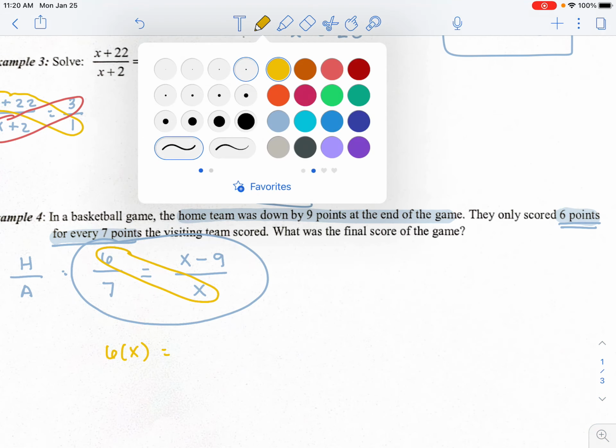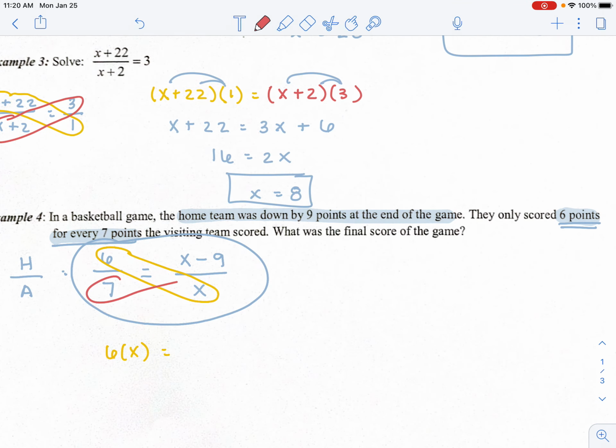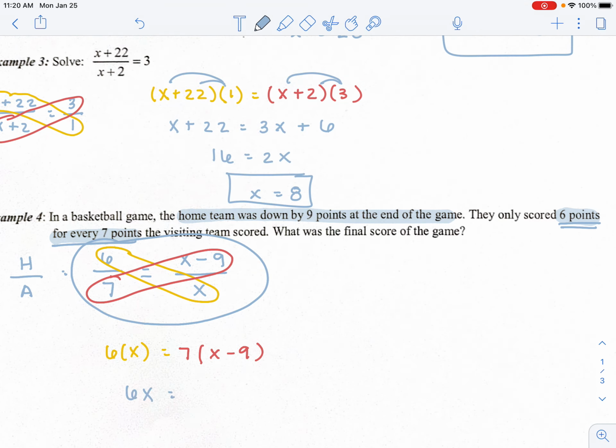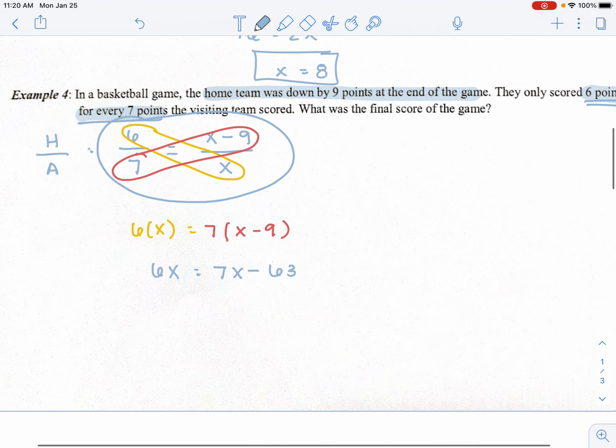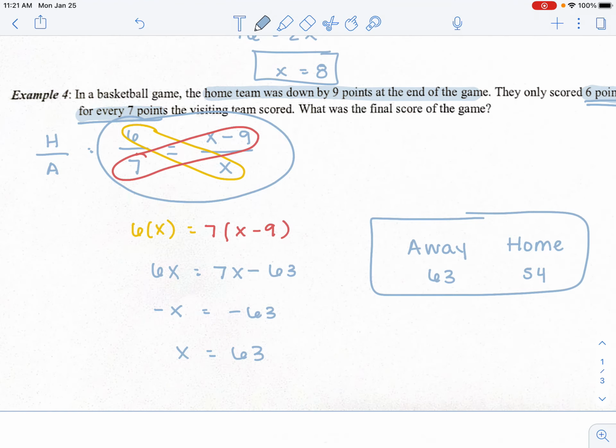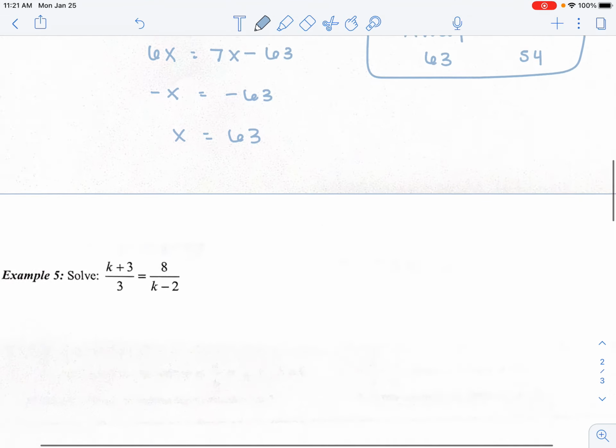So I'm going to do 6 times x, 7 times x minus 9, and we're going to go ahead and solve. 6 times x is 6x. Distribute that 7. I got 7x minus 63. I'm going to subtract that 7x over, so I get negative x equals negative 63. I get x equals 63. So that means the away team, that's where that x is, scored 63. And that means the home team was 9 less than that, so 63 minus 9 is 54. So that was the final score of our game.